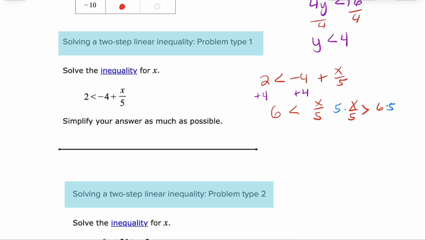That doesn't change my symbol. The only thing that changes your symbol is if you multiply or divide by a negative, or if you need to turn things. Okay, so we get x is greater than 30. So that's the inequality that you would type in for Alex, but let's do this problem together.